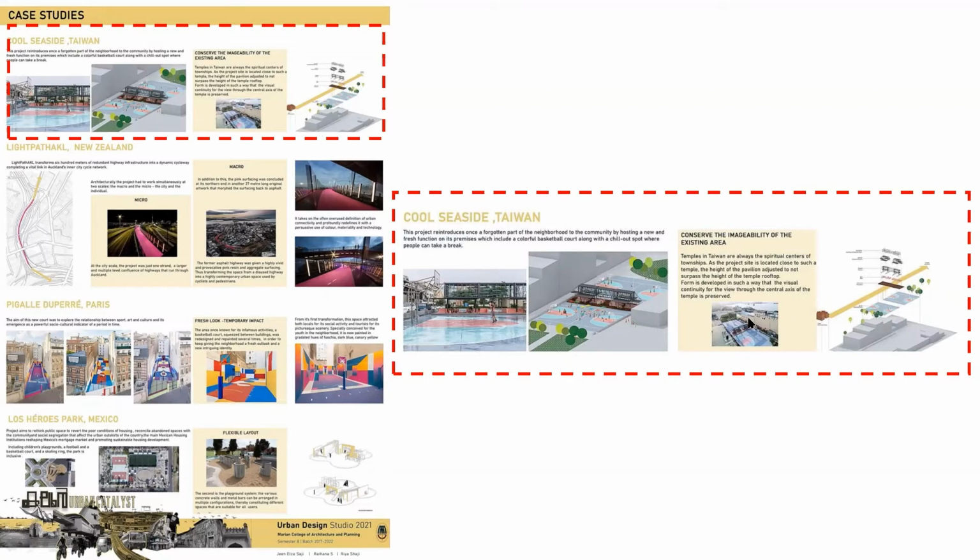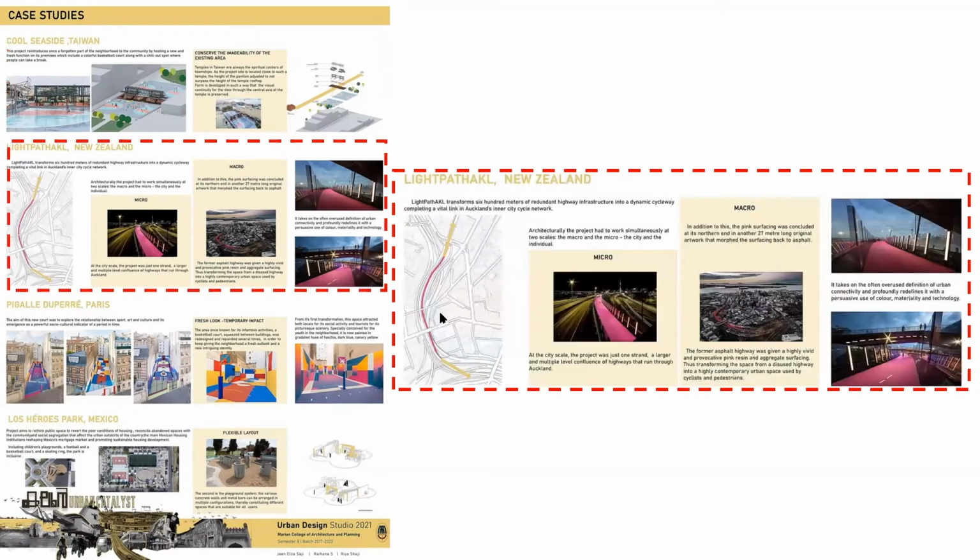Next is Light Path at New Zealand. It transforms meters of redundant highway into a dynamic cycleway. The project is looked upon simultaneously in two scales, micro and macro. In micro level, it acts as a single pedestrian and cycle-friendly strand, whereas in macro level, it functions to be a highly contemporary urban space.